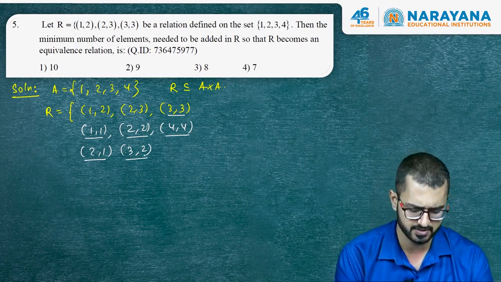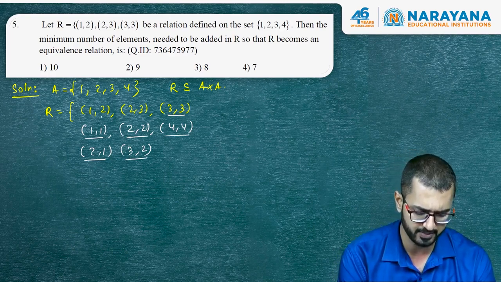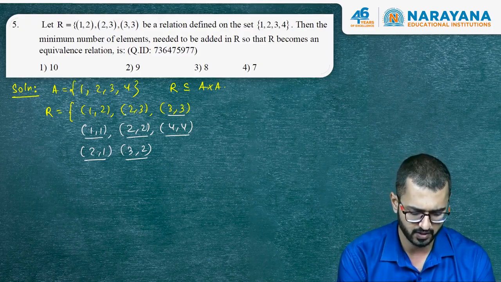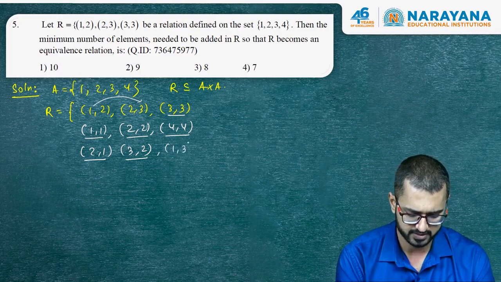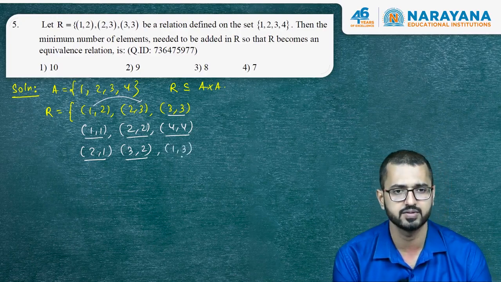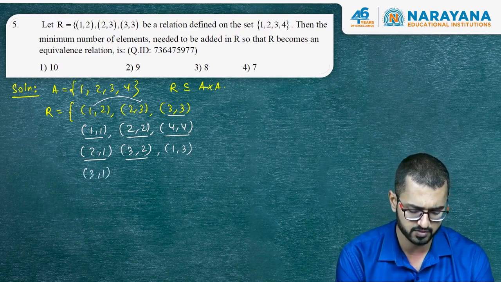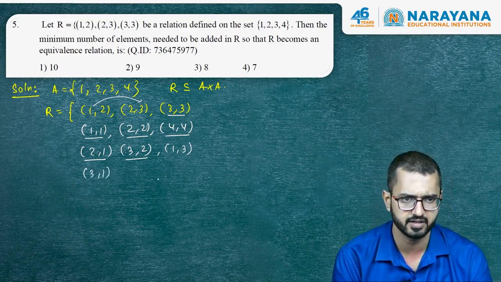Now we have to balance the transitive case. So transitive case means we will see first if (A,B) and (B,C) are there, then (A,C) also should be there. So I have here (1,2), (2,3). That means I need to add (1,3) first. So (1,3) is added. So the moment I have added (1,3), now the symmetric property will be disturbed. So for (1,3) we have to add (3,1) also. So now it becomes symmetric and transitive as well.